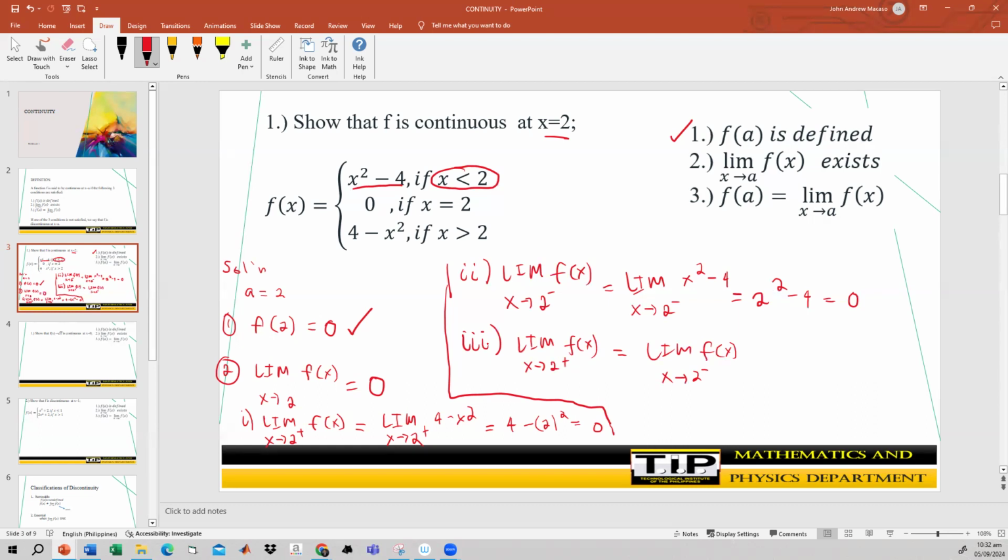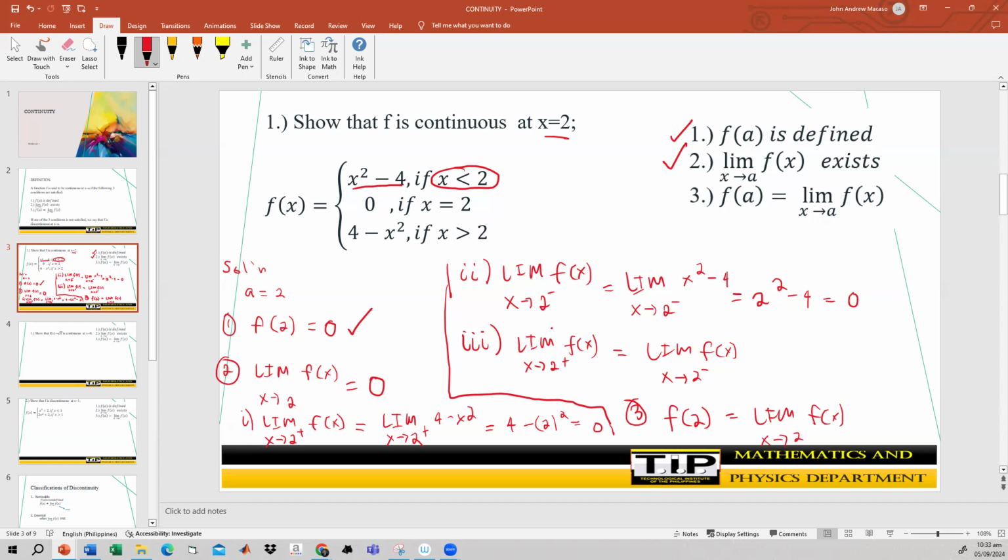Okay, so I hope we're all clear. So it means that the second condition for continuity is being satisfied. Okay, so next. The next one is, is f of a equal to the limit of f of x as x approaches a? Sorry, is f of 2 equal to the limit of f of x as x approaches 2? So is our limit equal? Of course, yes, no?